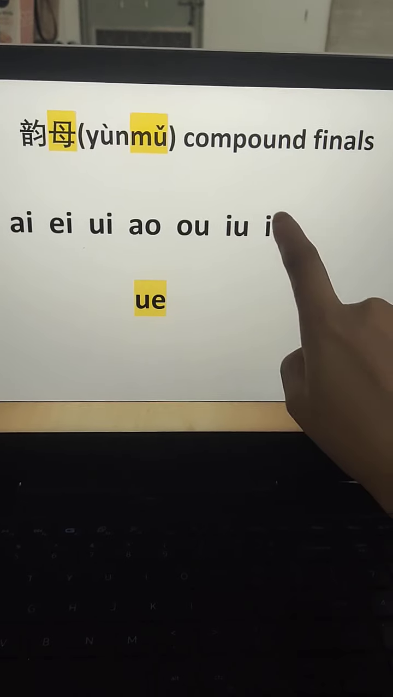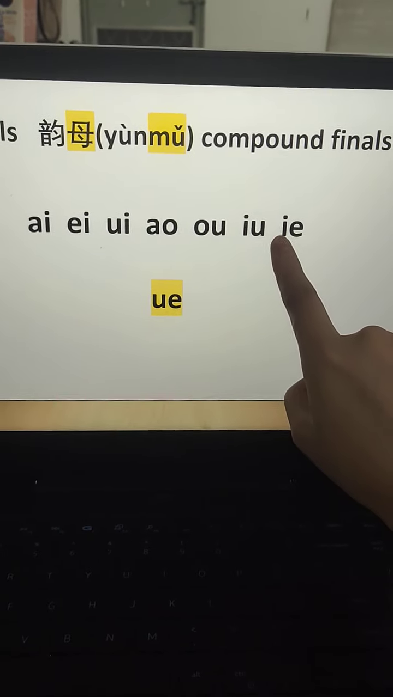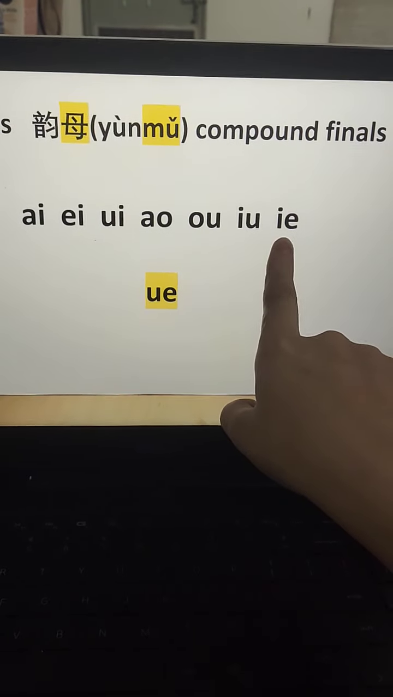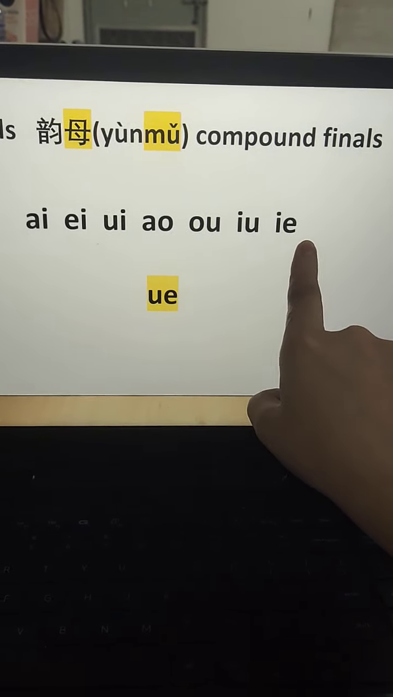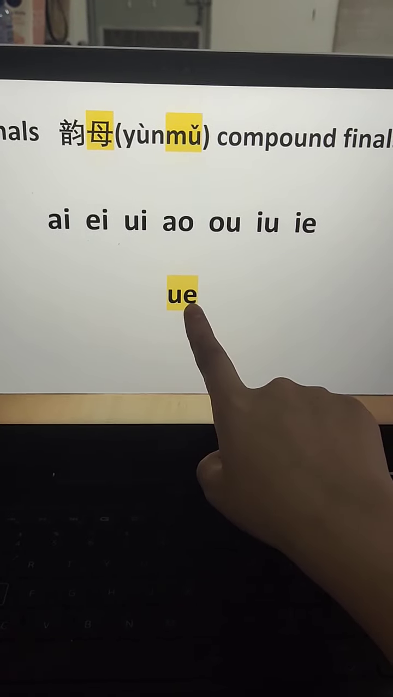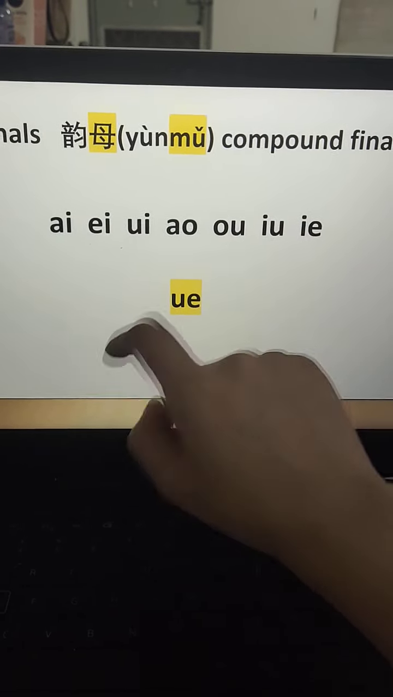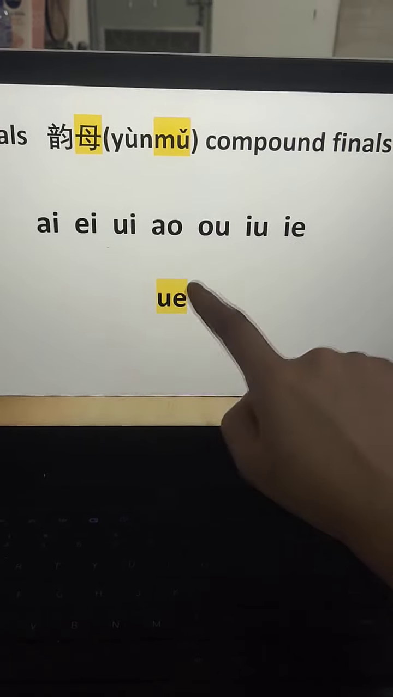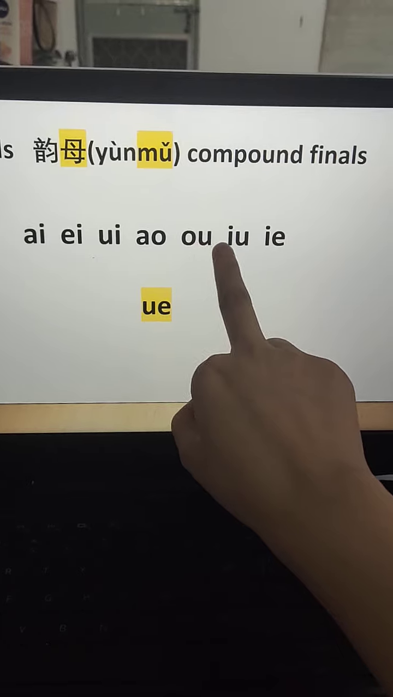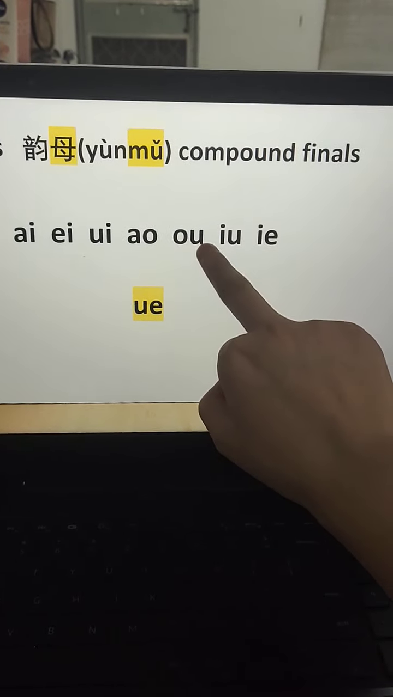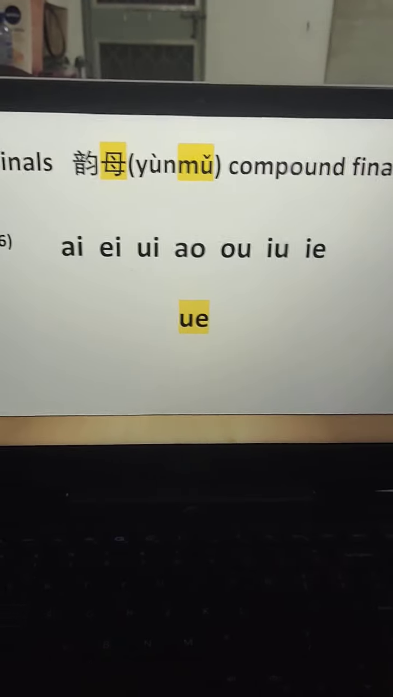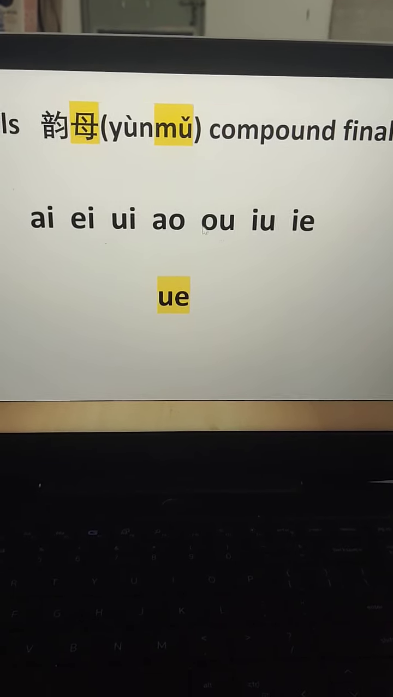Actually, this one is not pronounced you, it is pronounced ye, okay? It is pronounced ye, so this is a little bit different. Ye, this one is also yue, okay? These two are different from this one. So this is ye, this is yue. Don't worry, we just learn how to pronounce it from one vowel to another, okay? Got it? Okay, now let me check you.